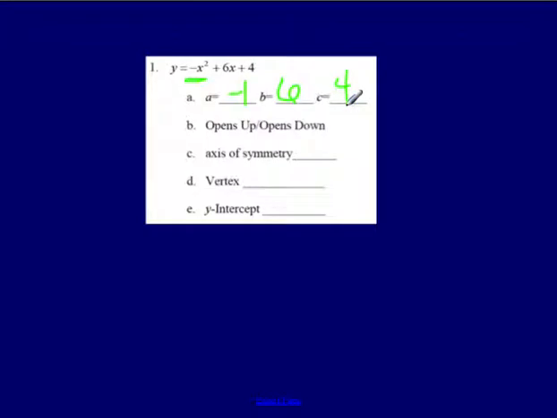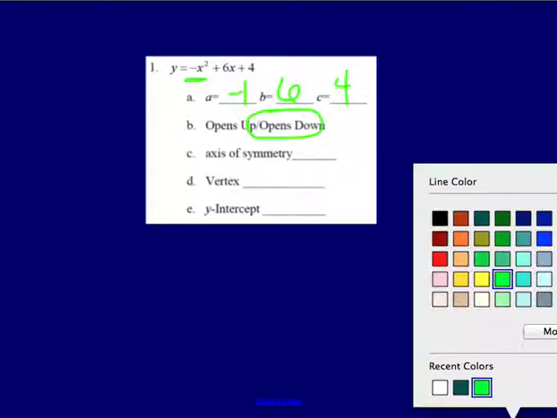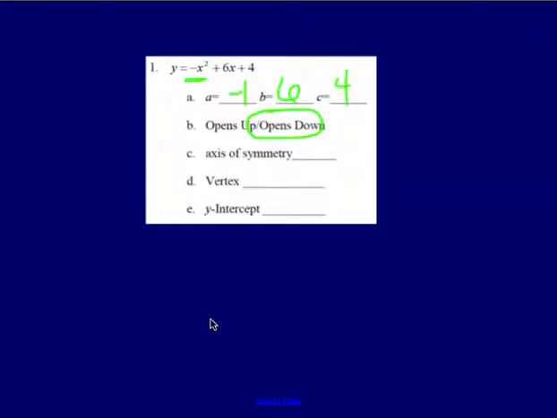Now when we're talking about opening up or down, remember if your A is positive, it's going to open up. If your A is negative, it's going to open down. So this problem opens down. Then for your axis of symmetry, you're going to have to try and remember that formula. X is equal to opposite of B over 2A.